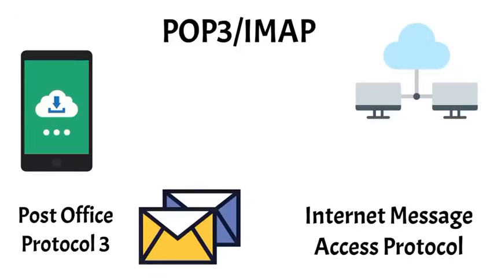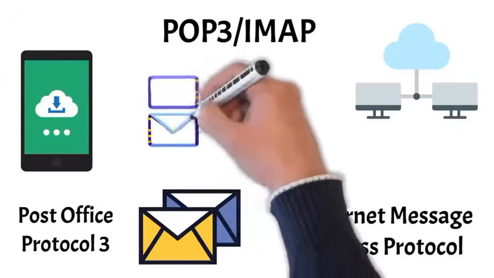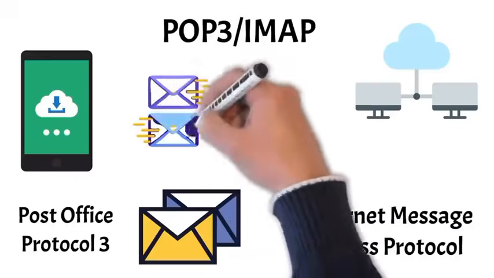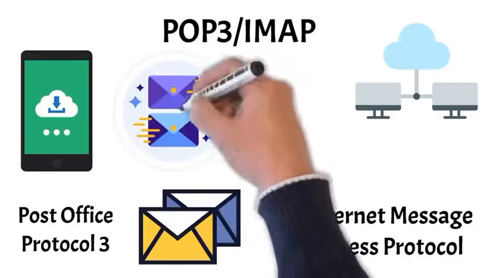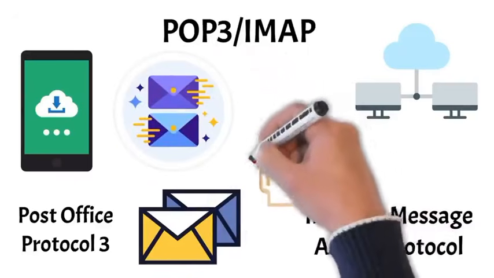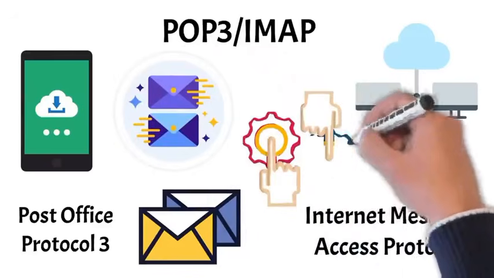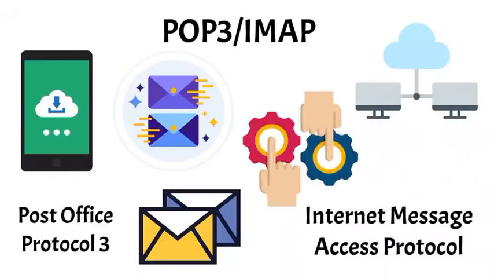SMTP, which we covered earlier in the video, is used to send emails to the server, while POP3 and IMAP are used to retrieve them from the server. Together, these protocols work to ensure you can send and receive emails effectively.